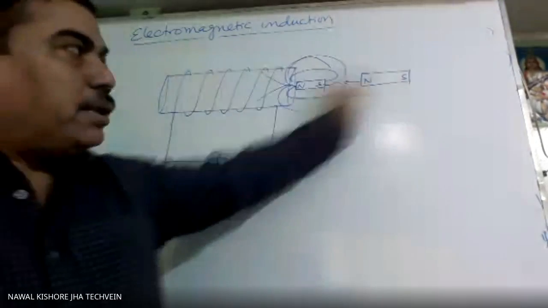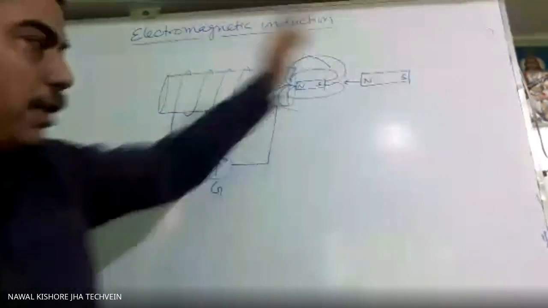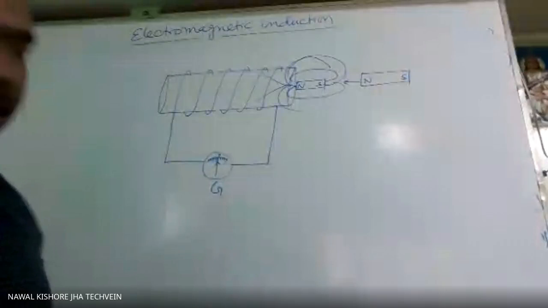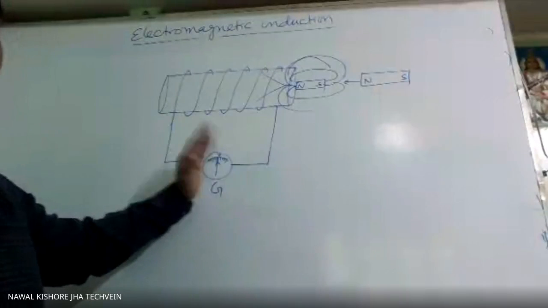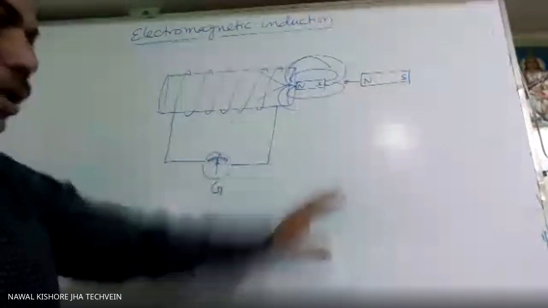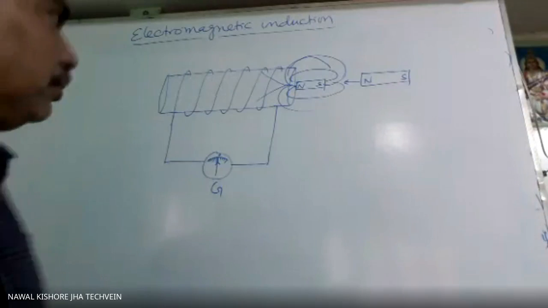When the magnet was pulled back, again it was observed there is deflection, but in the opposite direction. If earlier it showed right side deflection, then when it is moving back, it will show left side deflection. What will be the direction of deflection? That will come afterwards. Lenz's law we have seen in class 10 also.